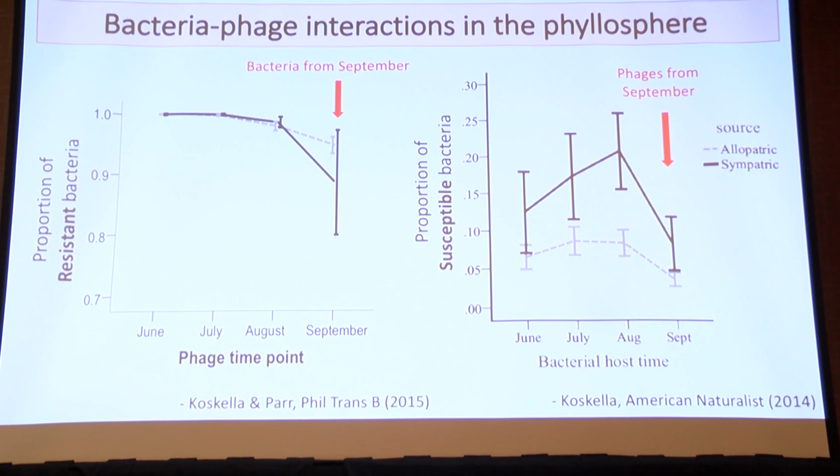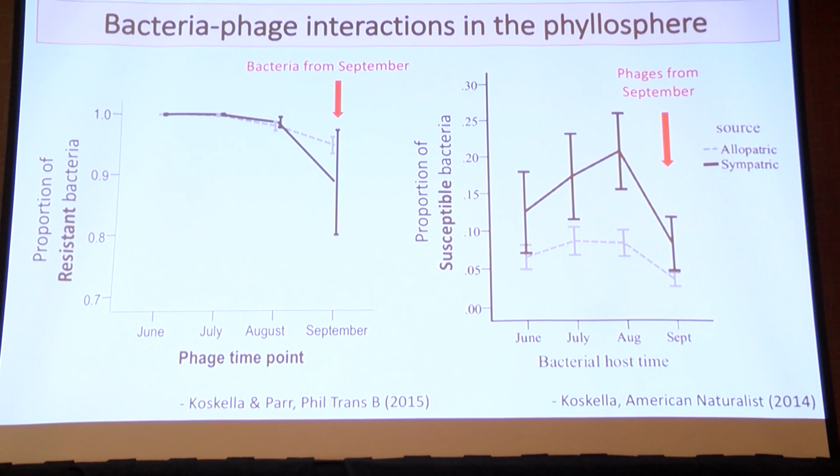And this was work done by Nicole Parr, who was a research technician with me at the time. And we took, in this case, we just did the opposite experiment. We took bacteria from September, and we challenged them against phages from either the same or different hosts and from past time points to see, again, whether resistance has that sort of short-lived nature, that fluctuating selection. And we saw exactly the opposite.